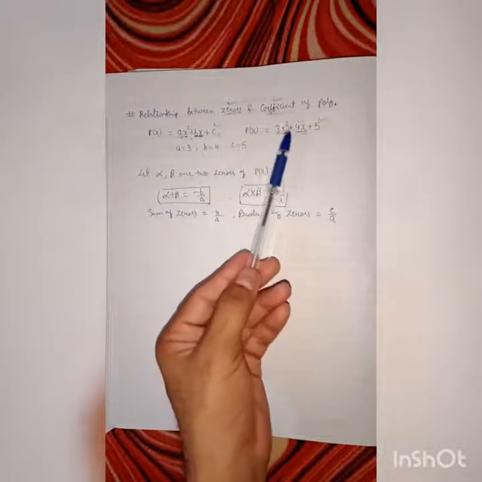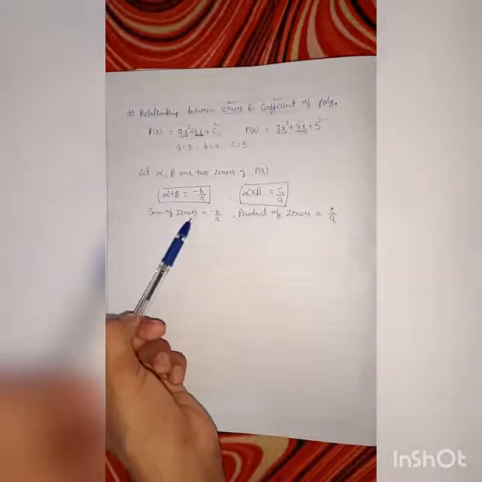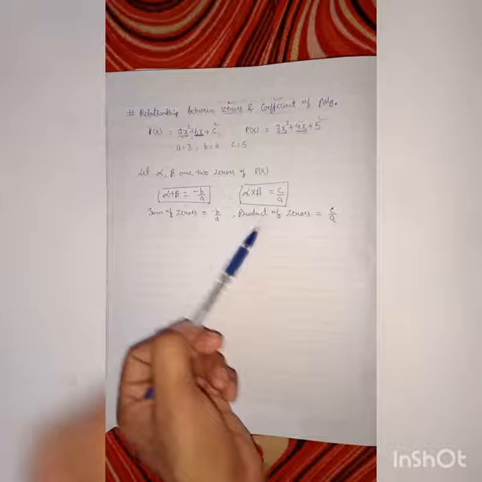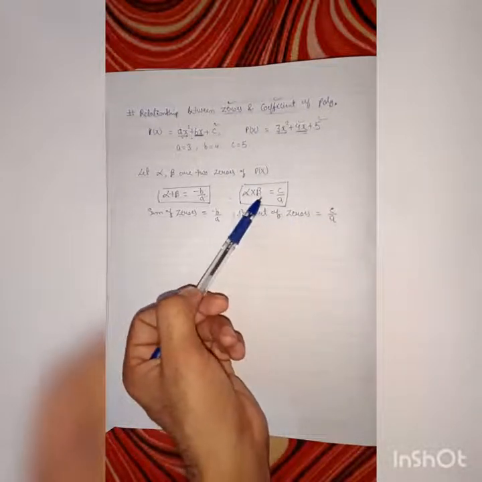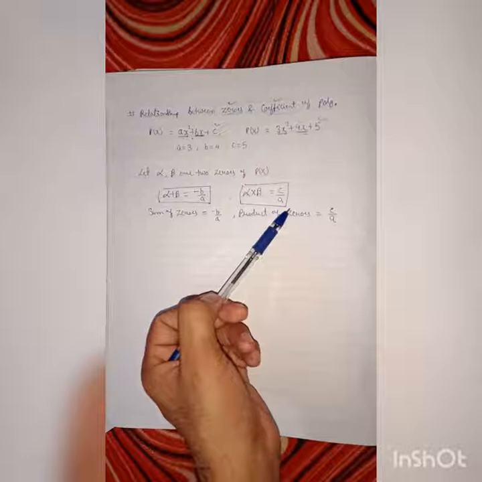Understand? So these are the relation between zeros and coefficient. So what is the relation? Relation is sum of zeros, means alpha plus beta equals to minus b upon a, and product of zeros equals to c upon a, means alpha into beta equals to c upon a.